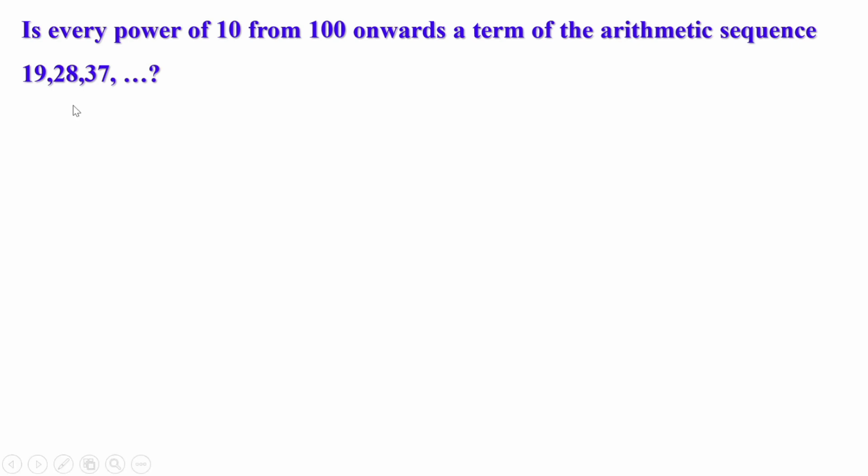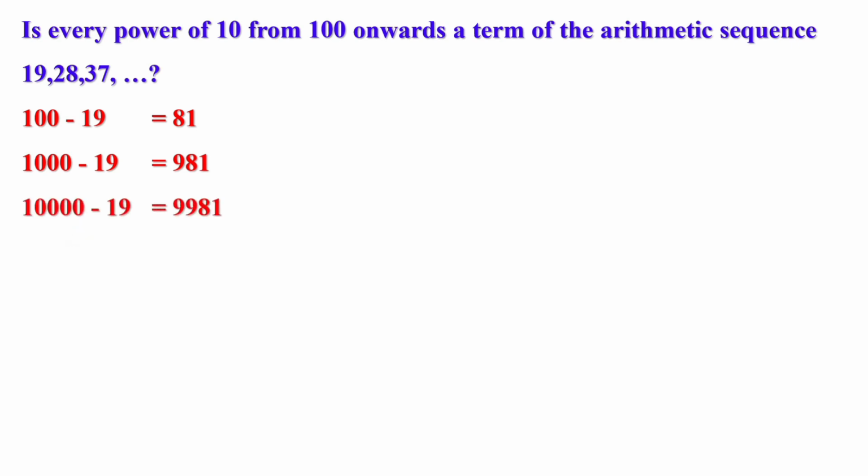Now let us start from 100. What is 100 minus 19? 81. And 81 is a multiple of the common difference 9. So 100 is a term of this sequence. Now let me take 1000. What is the difference between 1000 and 19? 981. And it is also a multiple of 9 because it contains only 9 and 81. So it's also a term of this sequence.